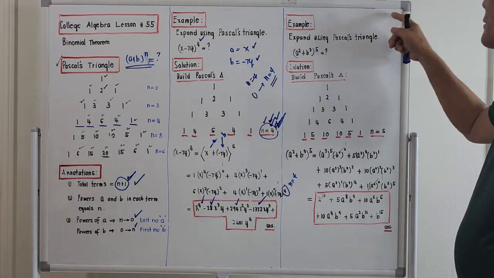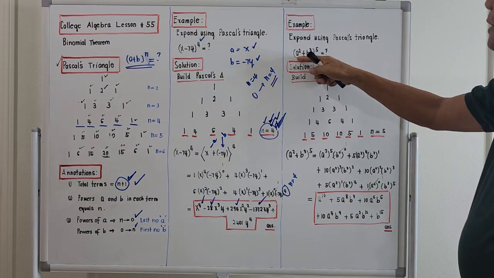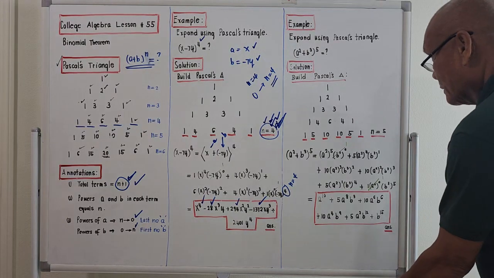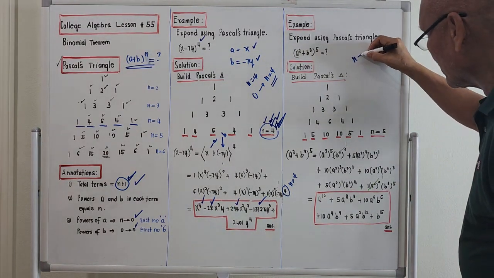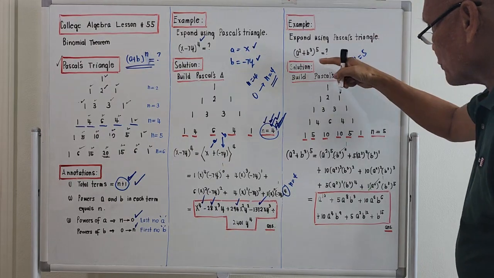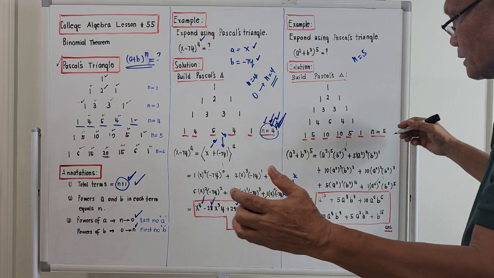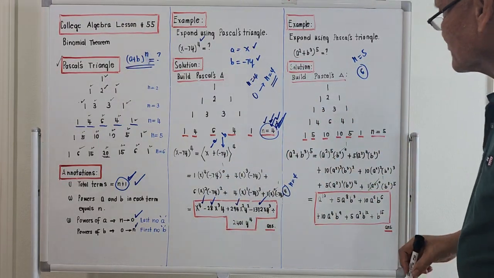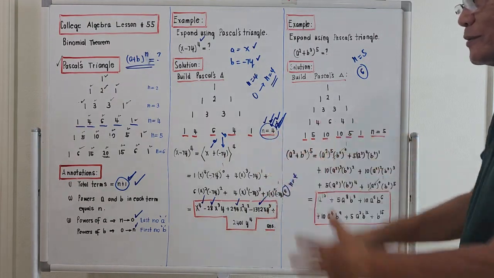Expand using Pascal's triangle. We are given the binomial expression a squared plus b cubed raised to the fifth power. Okay. So the value of n here will be equal to 5. So if we try to expand this according to annotation number 1, the total number of terms should be 6. It will be 6 terms. Right? And what are the coefficients of the 6 terms?